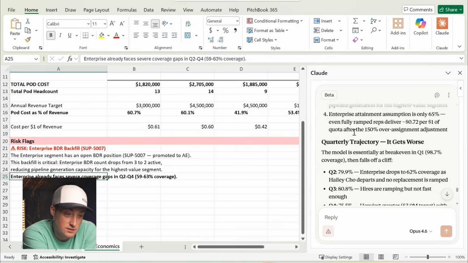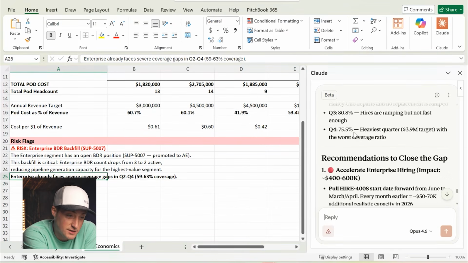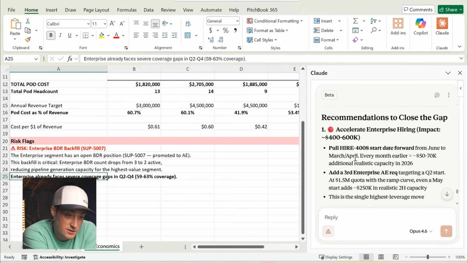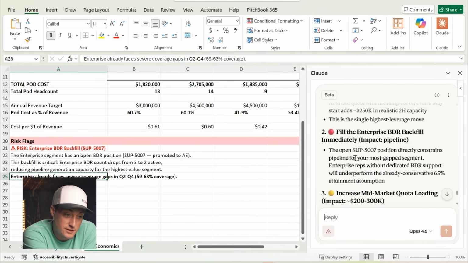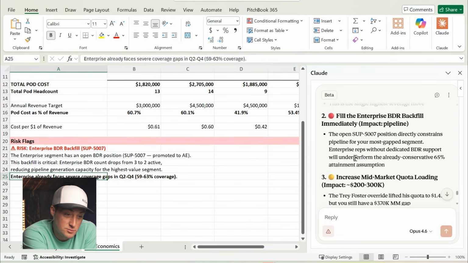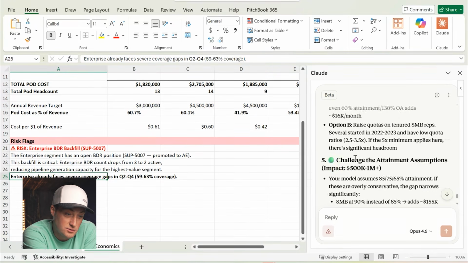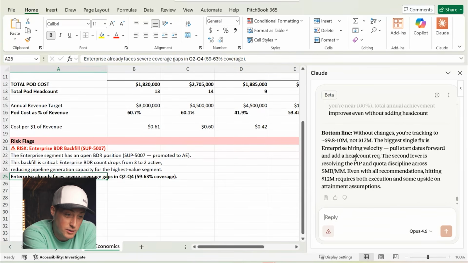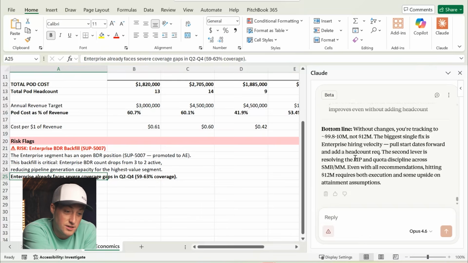This is badass. And then it says it gets worse actually by quarter. So it starts in Q1 a little bit rocky, but then it gets disastrous. Recommendations to close the gap. Accelerate enterprise hiring. We got to open some racks. Pull start dates forward. Fill the enterprise BDR backfill immediately. Increase mid-market quota loading. Okay, so it actually prioritizes these. These are cool. Nice. Bottom line, without changes, you're tracking to under 10. Biggest single fix is enterprise hiring velocity.